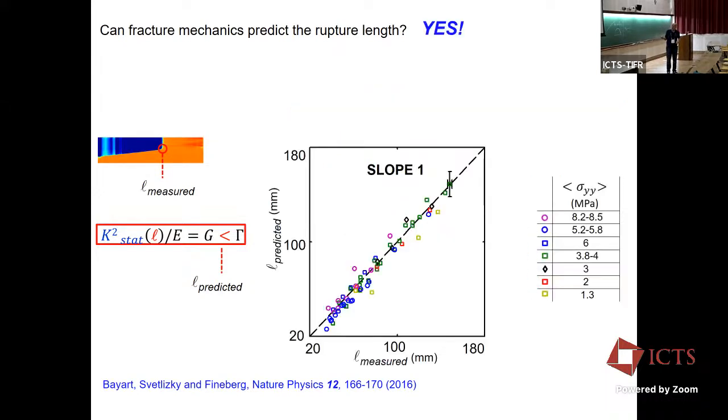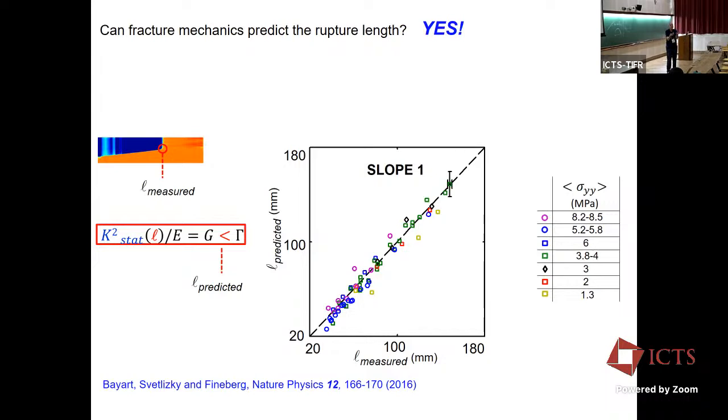Okay, this is making a very long story very short. These are the predicted values of the arrested cracks here. And this axis are the measured values, and this is a straight line of slope one. In other words, it works perfectly. Now, all the different colors are different stresses that we've applied, factor of eight or so. So that changes the fracture energy and all that, but it doesn't really matter.